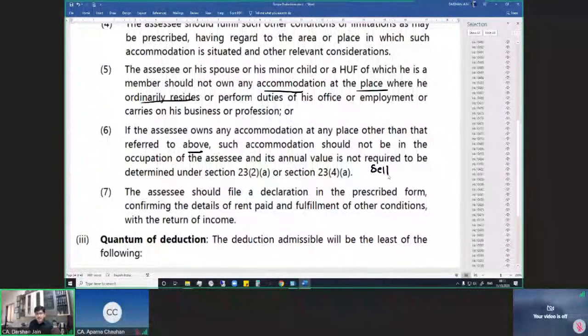You don't claim it as self-occupied then. If you are claiming that particular house property as self-occupied and you are also paying rent, in that case you are not getting any deduction under section 80GG for sure, because you have already claimed one of the house properties as self-occupied.